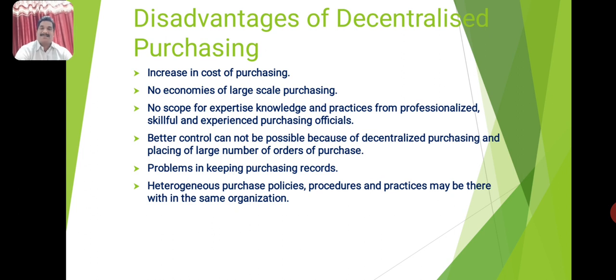So this is the concluding slide of this particular session. Let us see the disadvantages of decentralized purchasing. One is the possibility of an increase in the cost of purchasing. So many orders are placed, so ordering cost will be more, carrying cost will be more, and transportation and all other costs will increase as compared to centralized purchasing.